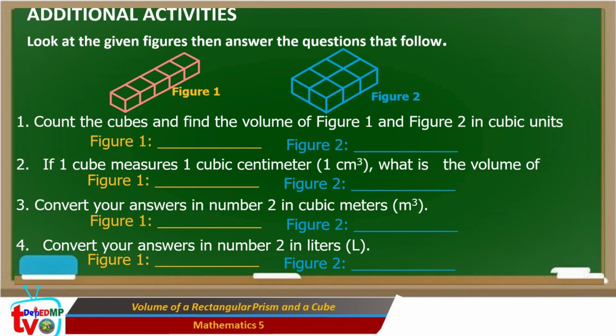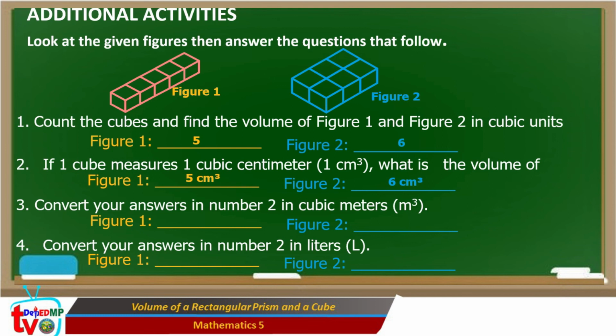Check your answers in the additional activities. Number 1. Figure 1 is 5. Figure 2 is 6. Number 2. Figure 1 is 5 cubic centimeters. Figure 2 is 6 cubic centimeters.